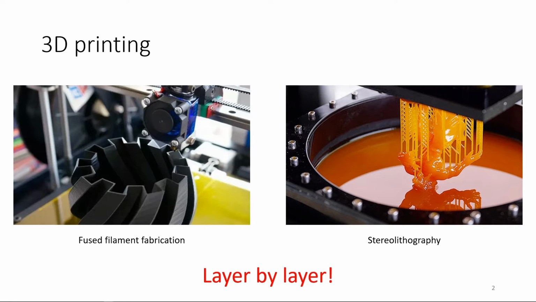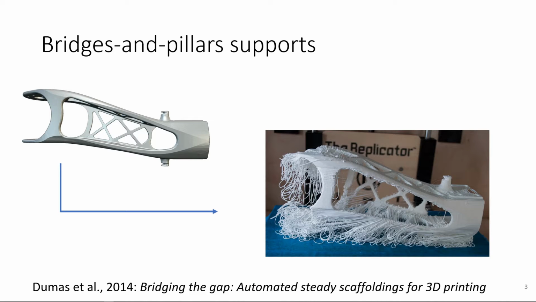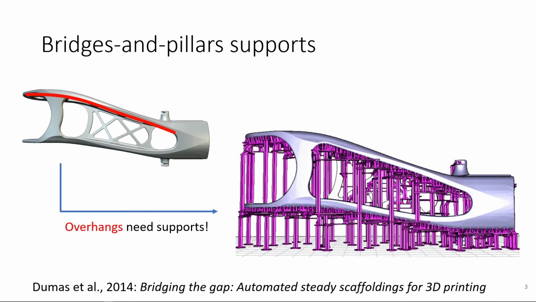In particular, most methods operate layer by layer. This becomes a problem for objects containing steep overhangs and local minima. These objects rely on support structures to be printed. Trying to fabricate them without supports leads to this kind of result. To avoid this problem, we can use support structures. As you can see, there is a large overhang in these objects that needs to be supported.